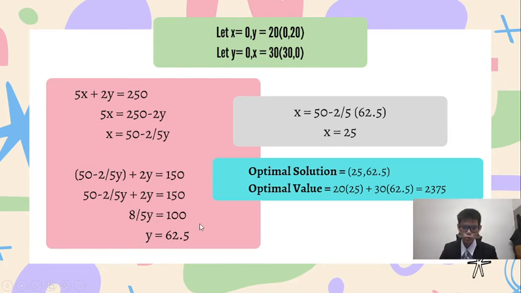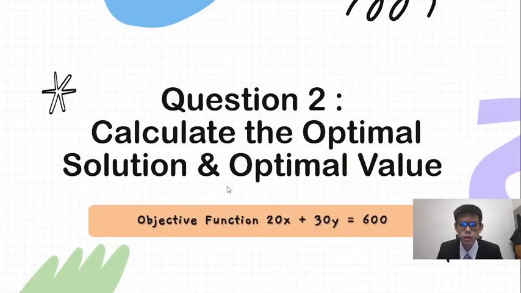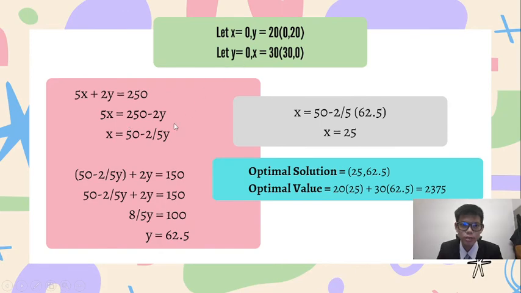So we move this to the other side: 100 times 5 divided by 8. So we will get 62.5. So the value of y is 62.5. When we have got y already, we substitute it inside this equation again. So 50 minus 2 over 5 times y, and right now we have the value of y, 62.5. So after we calculate x, we will get 25.